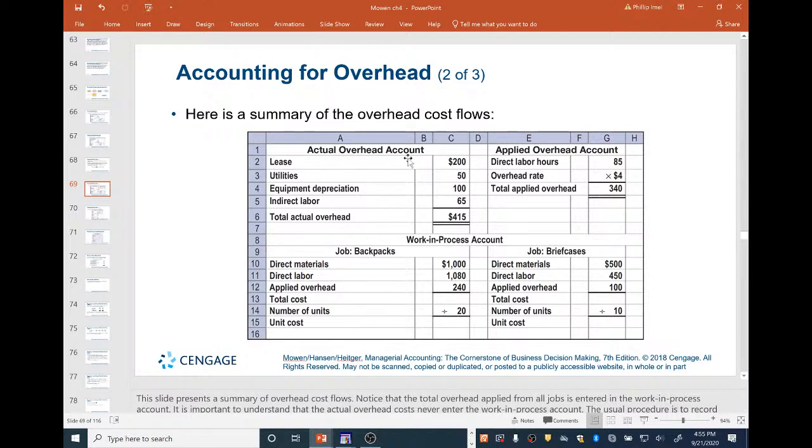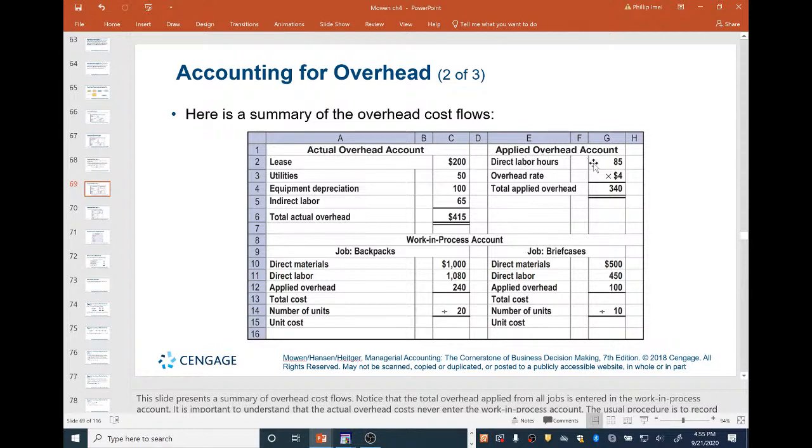So the actual overhead account, because remember we want the difference between actual and the applied. In the actual overhead account, we have a lease of $200 per month, utilities of $50, depreciation on equipment is $100, and indirect labor of $65. So total actual overhead is $415, which is the sum of these items.